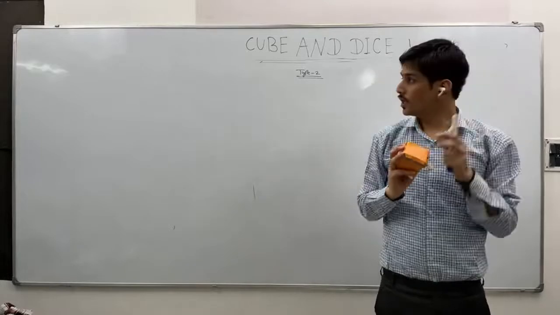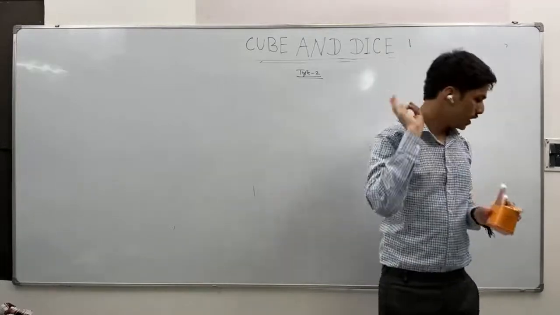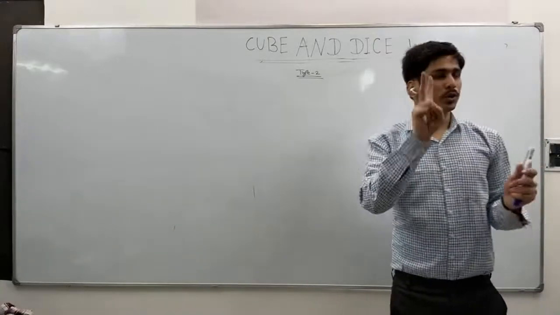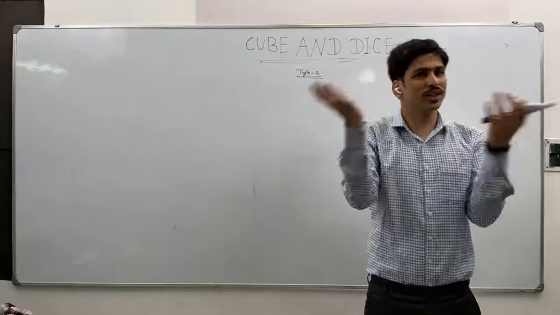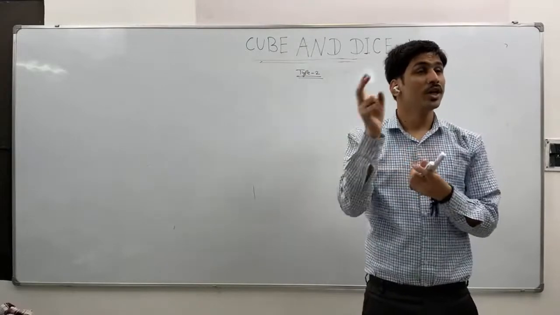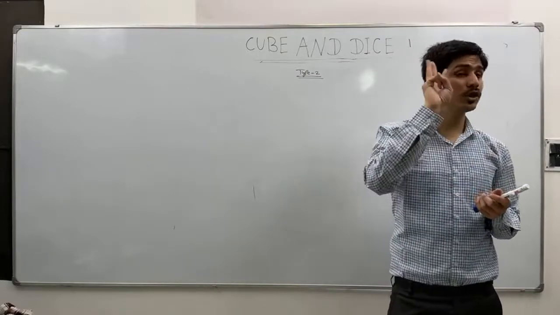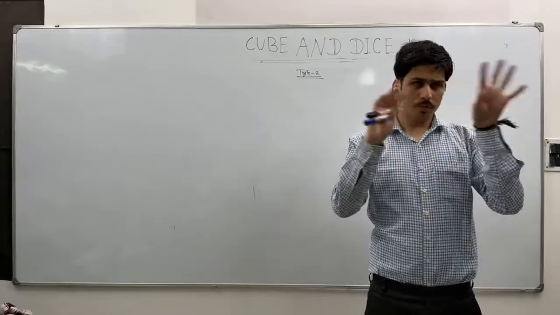It means in type 2, we'll have 3 models. Between 2 cubes or between 2 dice, 1 number may be common, 2 numbers may be common. If 3 numbers are common, it means both are the same dice, right? Are you getting my point? So in type number 2, what will we have? We'll have 3 cases.